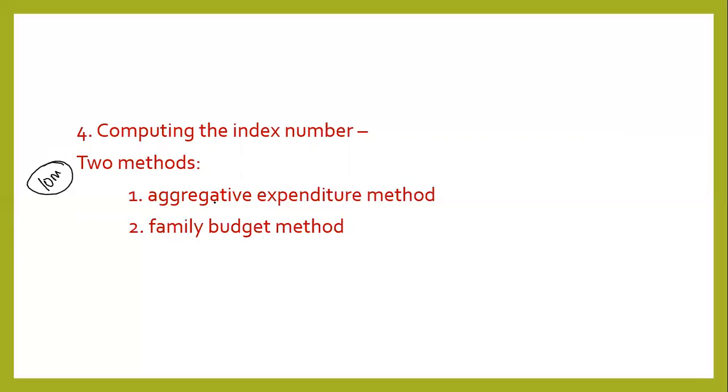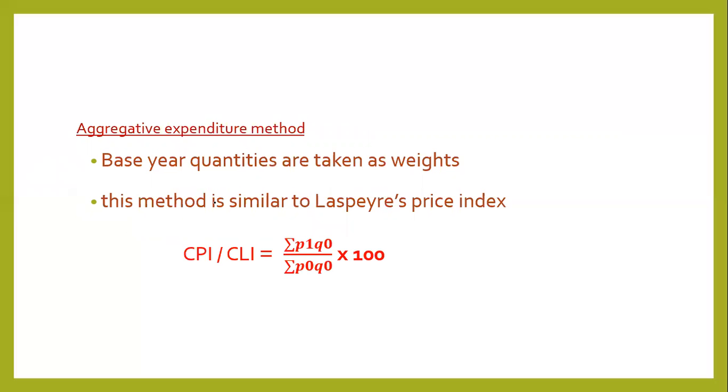The aggregative expenditure method is similar to the Laspeyres price method. Why? Because we are taking base year quantity as weight. We consider the base year quantity, that is q0, as weight. So we are taking it on price. The formula under aggregative expenditure is summation p1 q0 divided by summation p0 q0 into 100. So for the consumer price index, we are taking prices for which we are assigning the quantity of the base year as weight. So this consumer price index is similar to the Laspeyres price index.